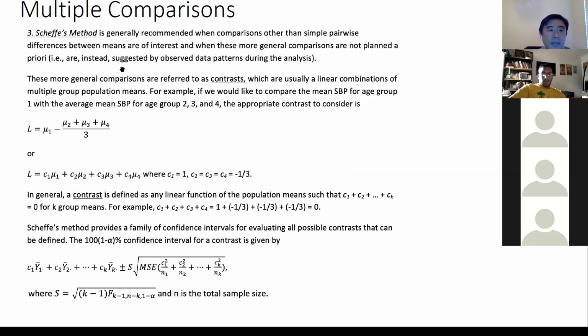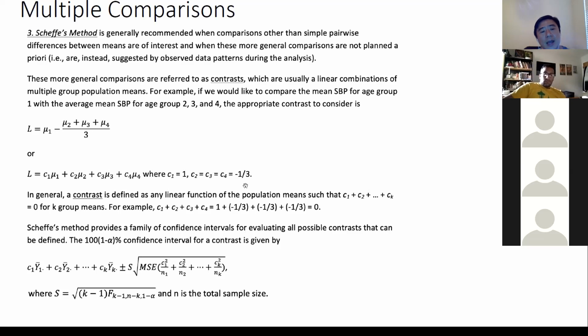The next one is the Scheffé. So Scheffé is kind of a flexible comparison. You don't just compare the group means across different levels, but you can do any combinations of the means. So for example, if you want to test if the group mean for the first age group is equal to the average of the other 3 age groups, you can do a test like that, to see if mu1 equals mu2 plus mu3 plus mu4 divided by 3. Or you can write it down as a linear combination.